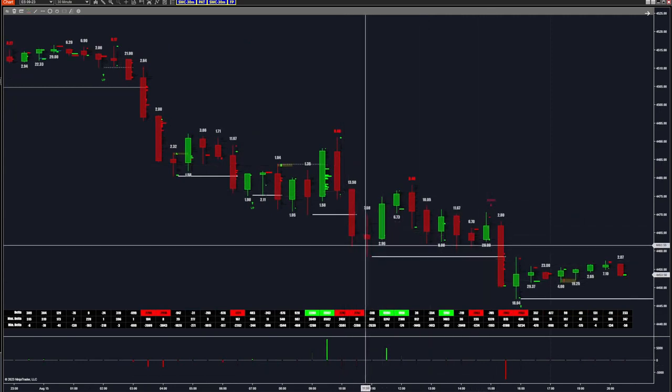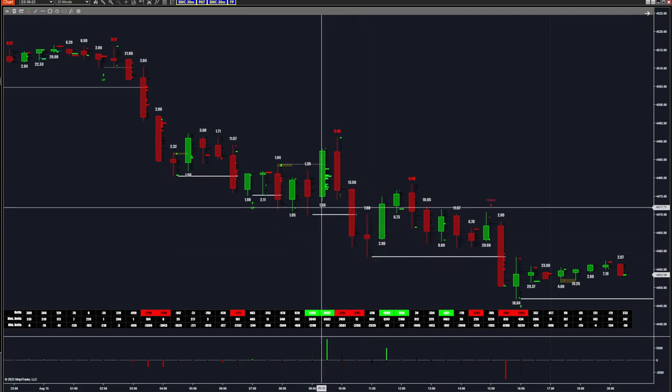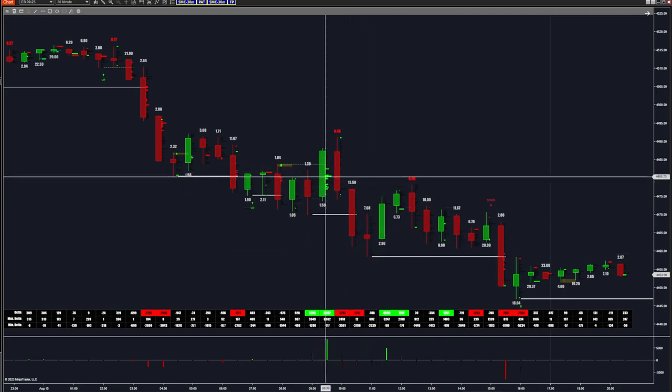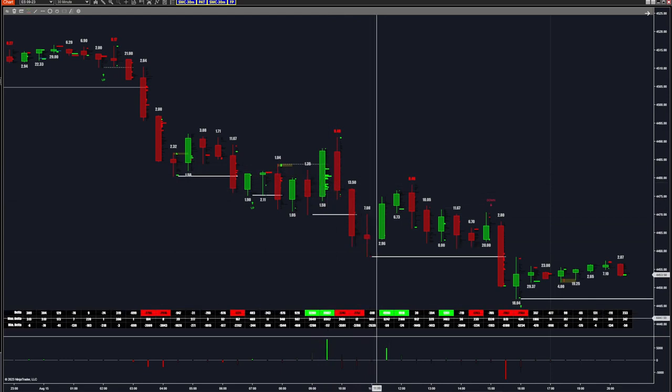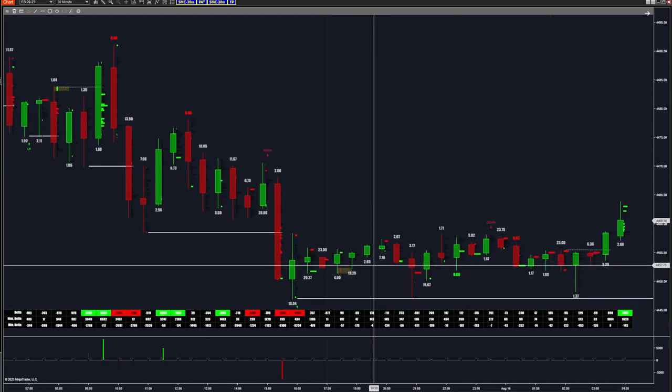Right, this wouldn't be a play right here, for one, because we already had our play for the day, and two, this doesn't have huge negative delta, it's only minus 500.